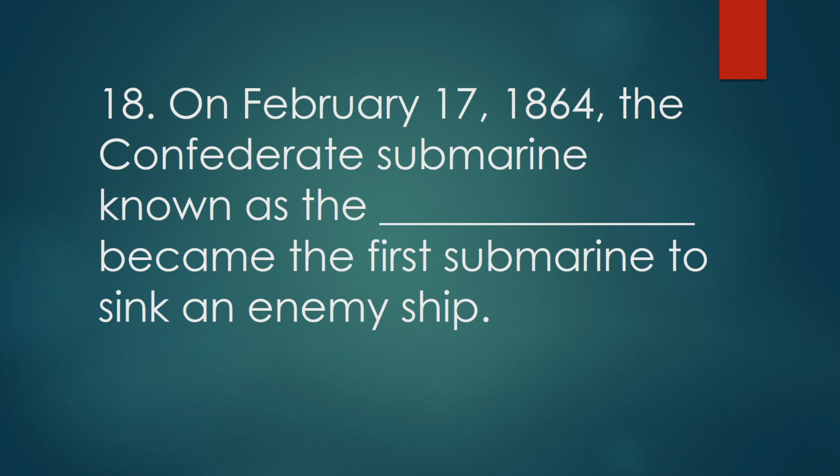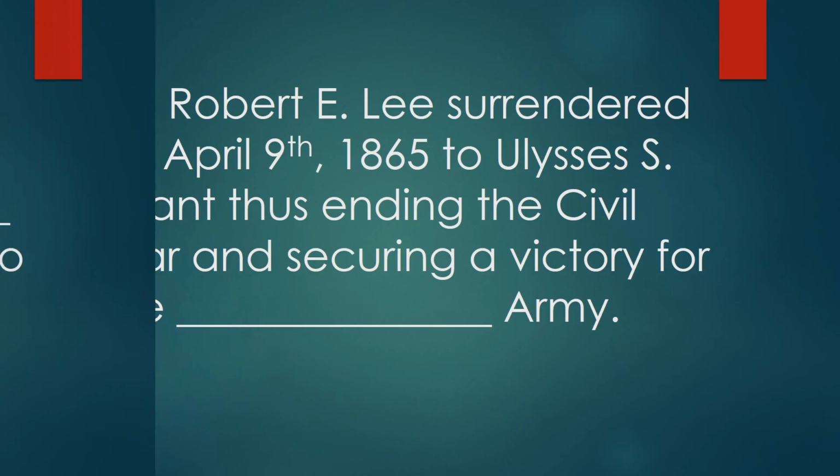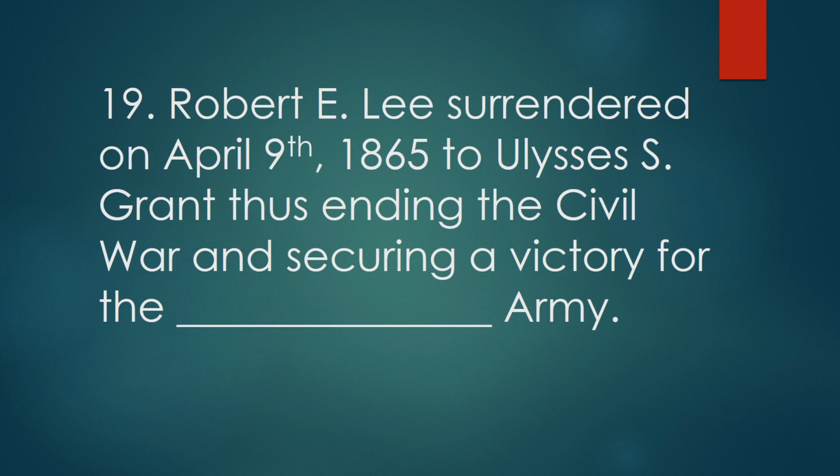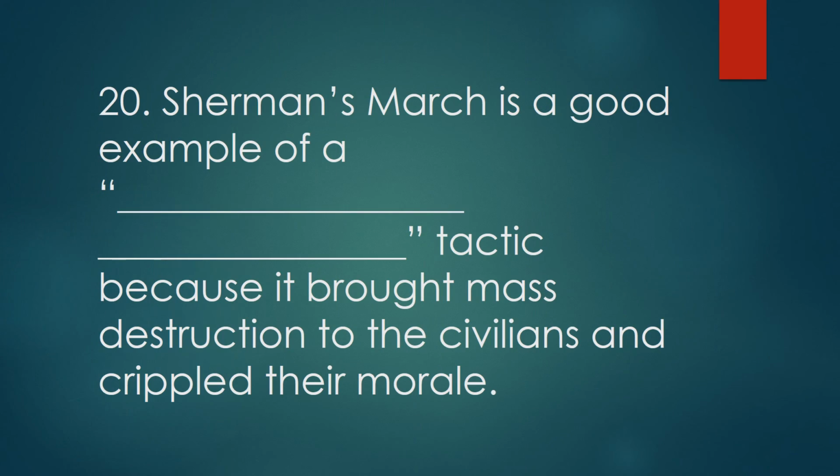19. Robert E. Lee surrendered on April 9, 1865 to Ulysses S. Grant, thus ending the Civil War and securing a victory for the Army. 20. Sherman's march is a good example of a tactic because it brought mass destruction to the civilians and crippled their morale.